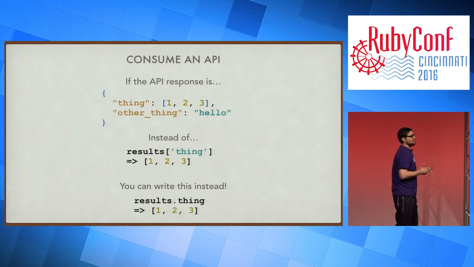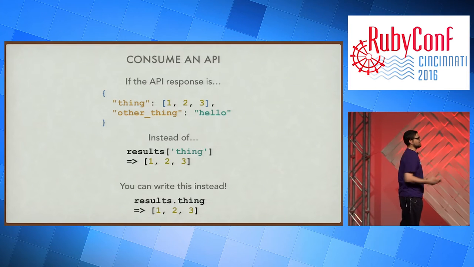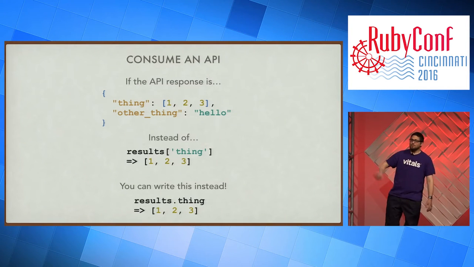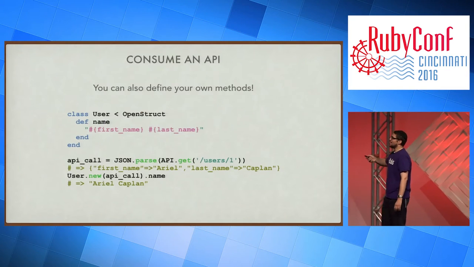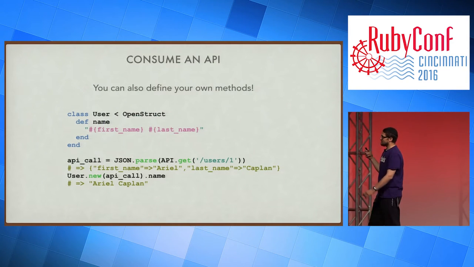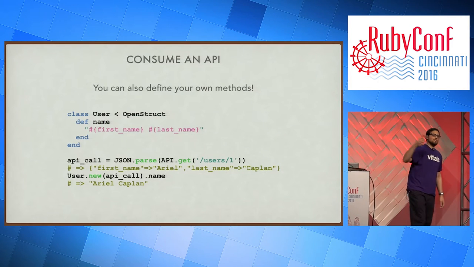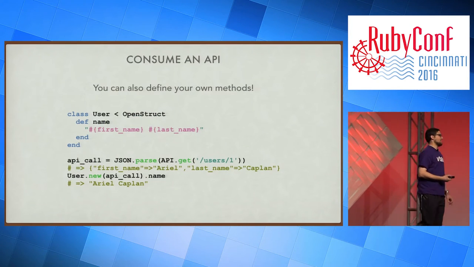But now you're actually starting to think of your information as not just raw data, not just hashes with keys and values, but as an object. And if you use that more advanced version that I mentioned, you can do this, which is super cool. So here we have a user class that inherits from OpenStruct, and it has a name method. We actually can start defining our own methods, which interact with the data that was passed in.